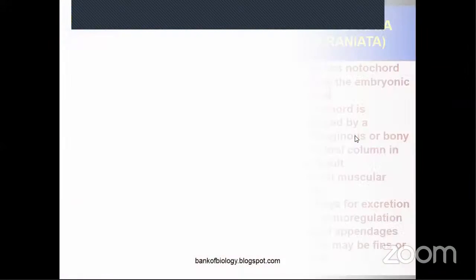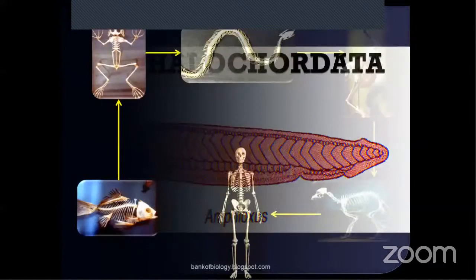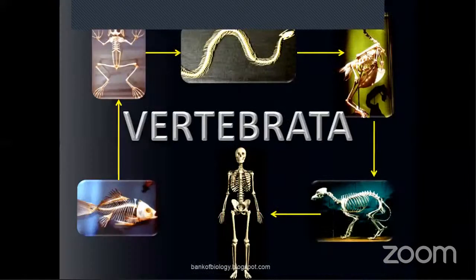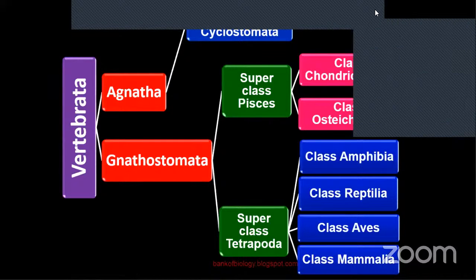Now we go to Urochordata. Take down the example, Ascidia. Cephalochordata, major example is Amphioxus. Then coming to Vertebrata, remember students, phylum Vertebrata is subdivided into subphylum Agnatha and Gnathostomata. Agnatha are organisms without a jaw. Gnathostomata have it. So take it down.